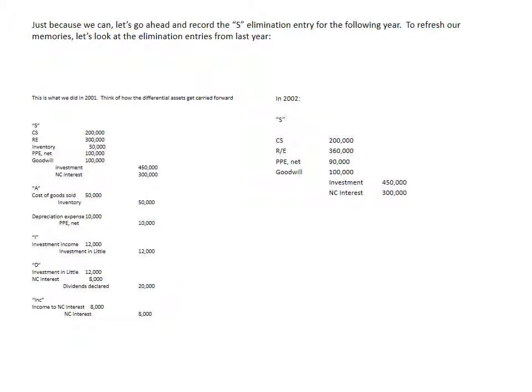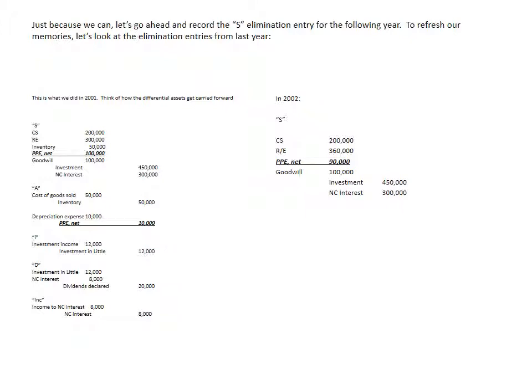Next, we need to go ahead and record the remaining differential asset. The inventory, and just going one by one. Inventory, last year we debited inventory for 50,000 in the S entry, and then we eliminated it with a 50,000 credit in the A entry, so we're carrying forward zero inventory. I put the inventory 0 on the right-hand side just to point out that that is now gone and we never have to worry about it again.